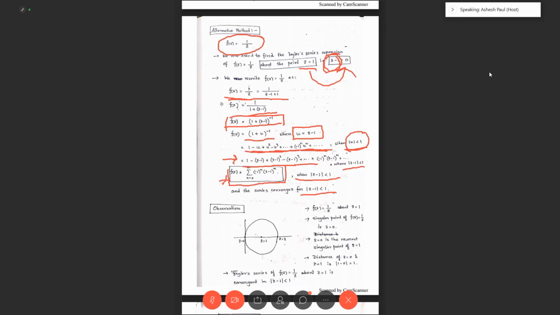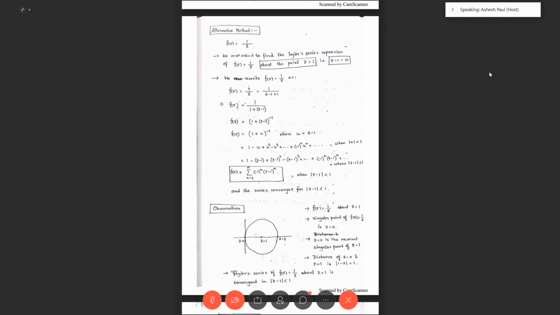So this is the required Taylor series of the function 1 by z about the point z equal to 1, and this Taylor series is convergent when mod z minus 1 is less than 1. So this is the alternative method, and I think this method is much easier than the previous one, right?